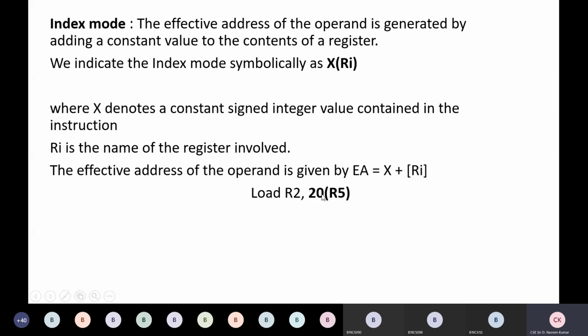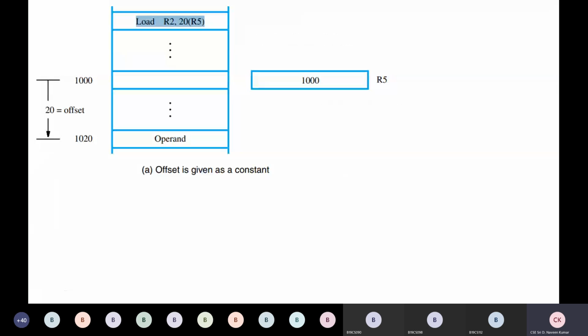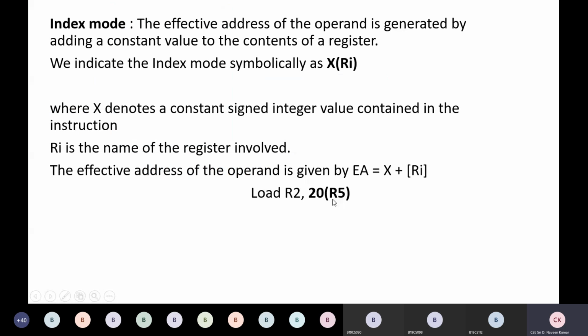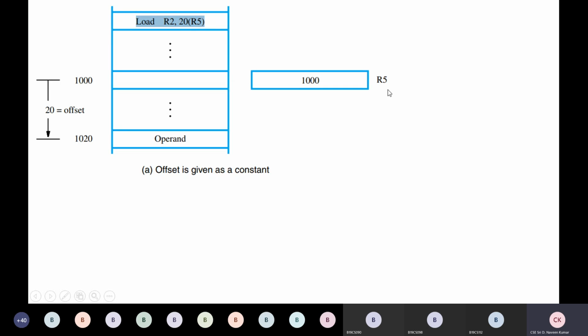So what happens when I represent 20 of R5? Let's see. 20 of R5 means it first checks what is in R5. For example, in R5 we have the value 1000. It takes the 1000 as an address and adds 20, the offset. Whatever we get, 1020, at that address it checks what the value is.